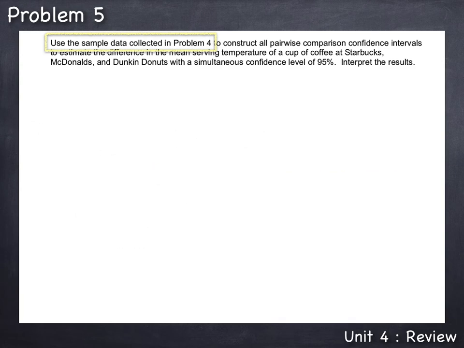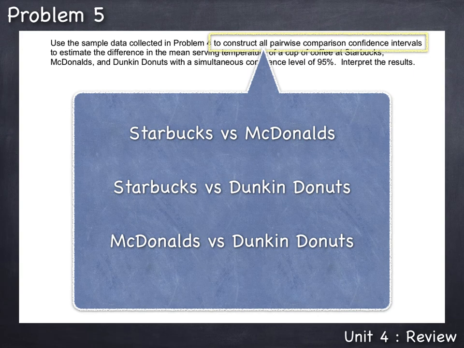Now, using this data, we're asked to construct all pairwise comparison confidence intervals. So we'll be conducting confidence intervals, but we need to do all pairwise, that is, two population comparisons at a time. So for our three populations, we need to compare them two at a time, or pairwise. That is, we need a confidence interval that compares Starbucks to McDonald's, and Starbucks to Dunkin' Donuts, and then McDonald's to Dunkin' Donuts. This would require three pairwise comparison confidence intervals.